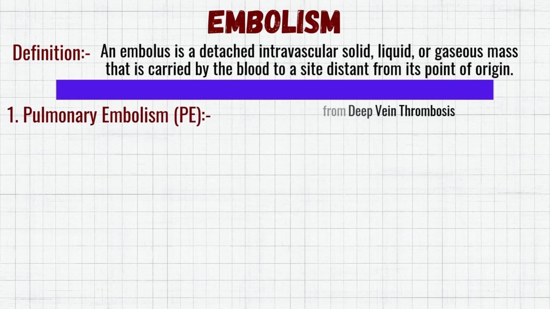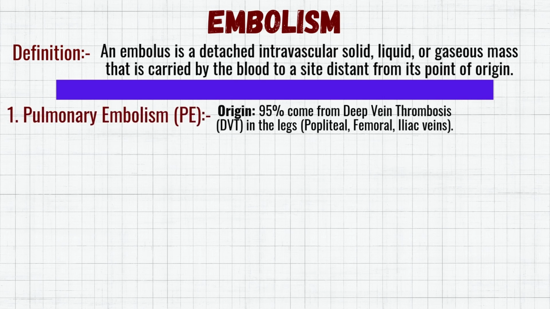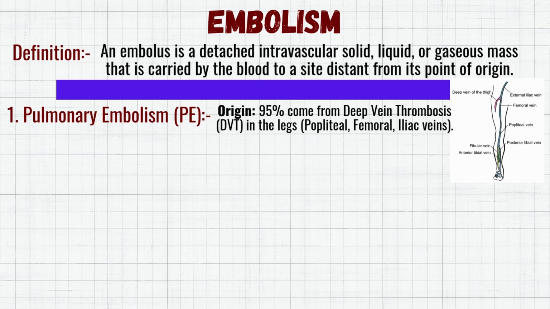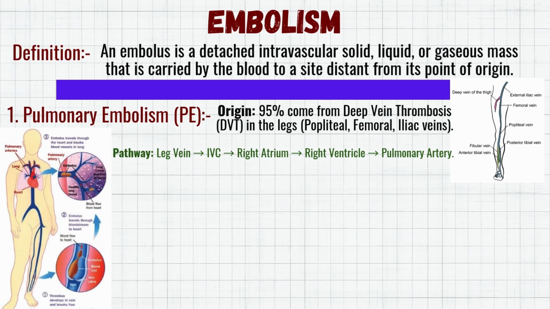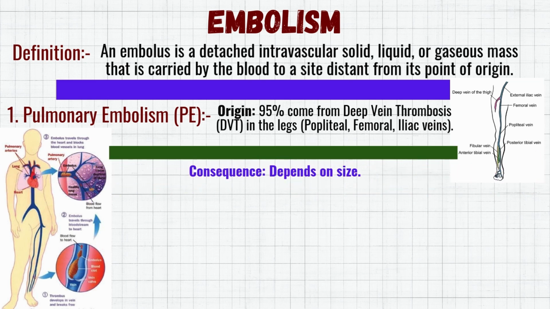Pulmonary embolism. Origin. 95% of pulmonary embolism come from deep vein thrombosis or DVT in the legs, in popliteal, femoral or iliac veins. Pathway. The thrombus travels from leg vein to inferior vena cava, to right atrium, then to right ventricle, and finally to pulmonary artery. The consequence depends on the size.